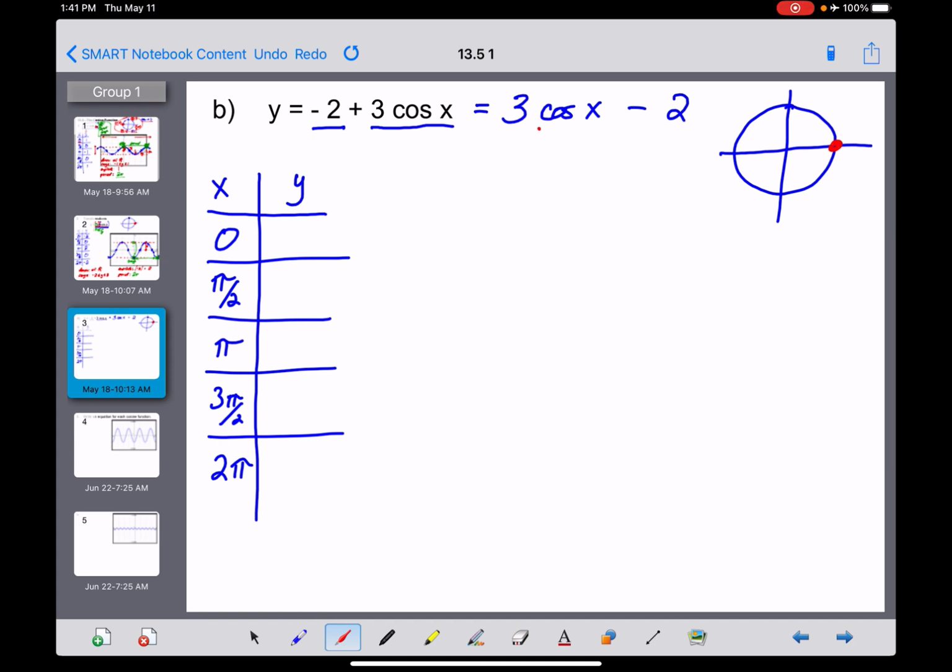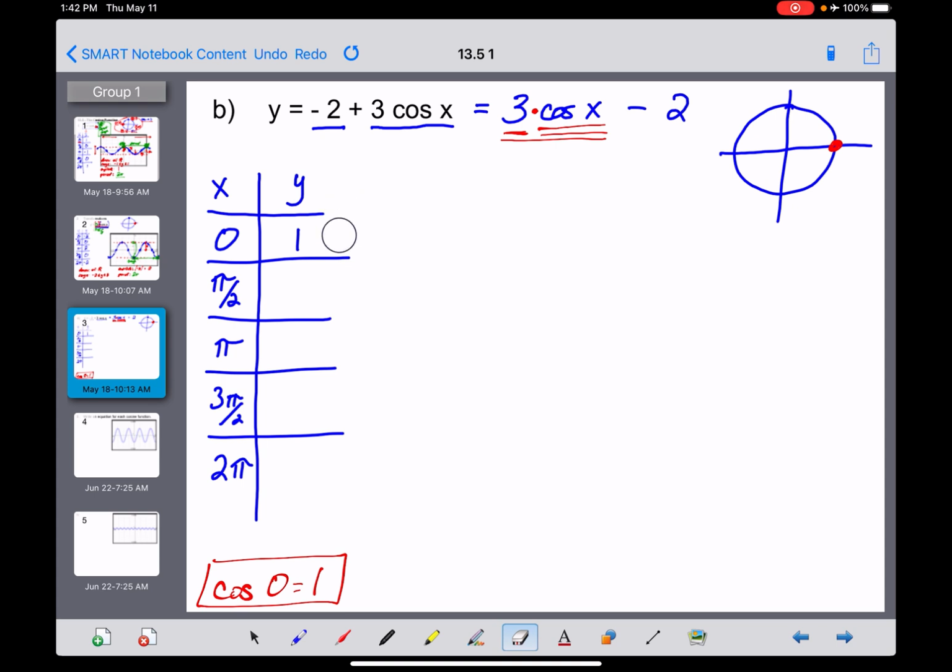The cosine of 0 radians is 1. That's something we have to remember, guys, that cosine of 0 is equal to 1. Always, always, always. We have kind of a hard time remembering that from time to time. So the cosine of 0 is 1. We multiply 1 times 3. Remember, this is multiplication, and that gets us 3, and 3 minus 2 is going to give us a 1 for our first y value.